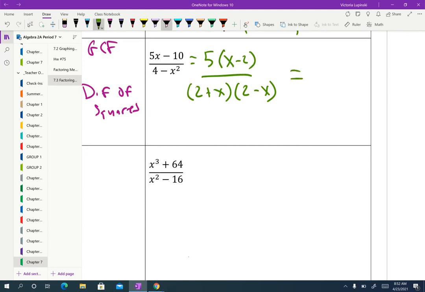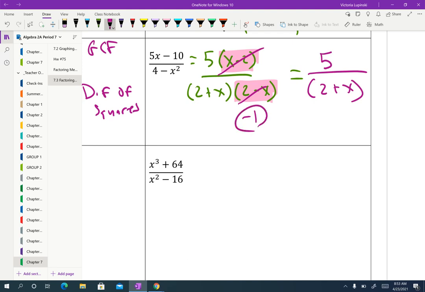In terms of trying to cancel, if you look carefully, you don't see anything that is exactly the same. But what you do see is x minus 2 and 2 minus x. Remember that while those are not exactly the same, they are a pair of exact opposites. So nothing cancels with the 5. Nothing cancels with the 2 plus x, but because the pinks are exact opposites, I can cancel them out and I'm left with a -1.